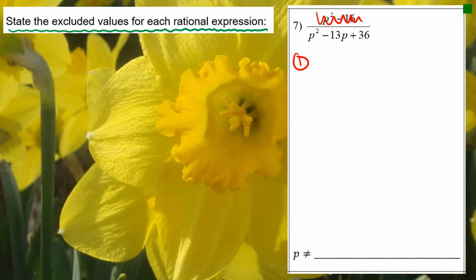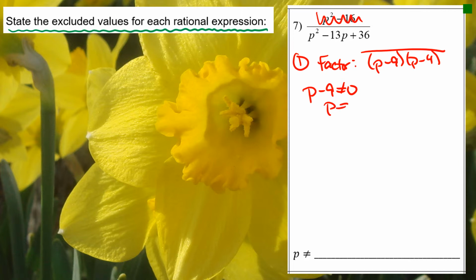Okay, here's way 1. You can factor it, because that's what we tend to do. So it's p minus 9 times p minus 4 is what the denominator is. So for my excluded values, p minus 9 can't be 0, so p can't be 9, and p minus 4 can't be 0, so p can't be 4.